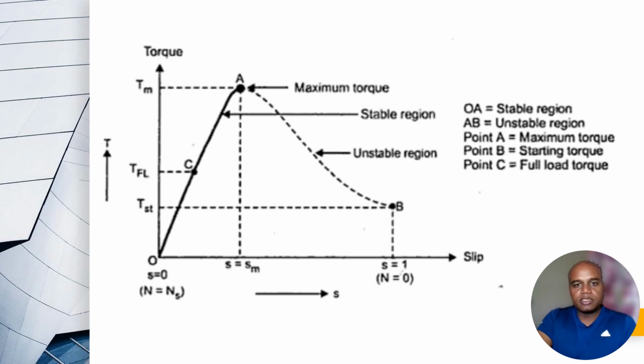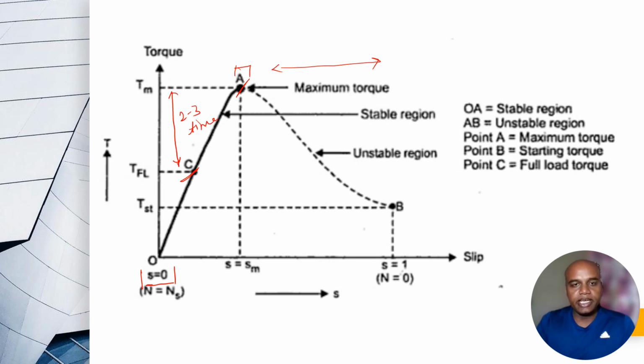Now taking the same characteristics from a different perspective, instead of slip starting from 1, I can say that slip is 0 over here. This is again the maximum torque, also known as the pull-out torque. So OA, this region from here to here, is known as the stable region where my induction motor operates. A to B is the unstable region, which we have already seen. This point C is the full load torque produced by my induction motor, and as I've already stated, the maximum torque is 2 to 3 times my full load torque.